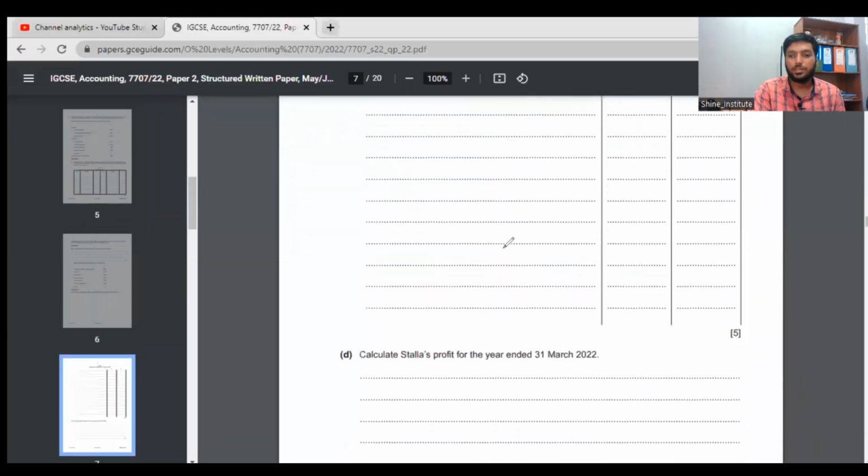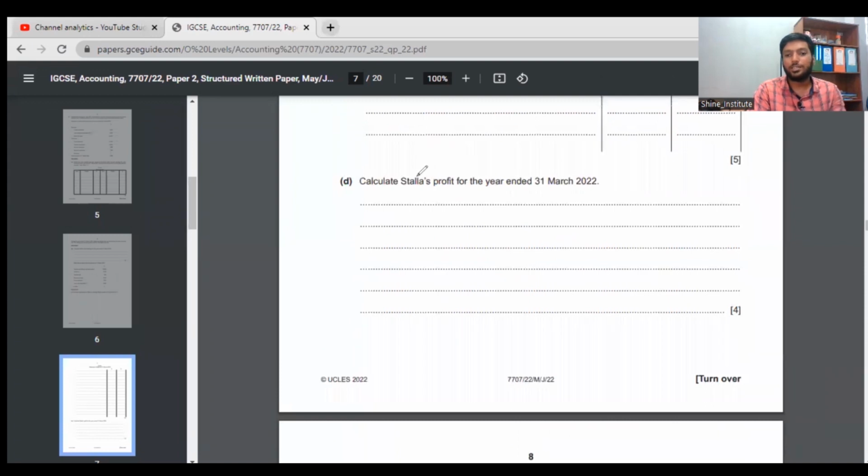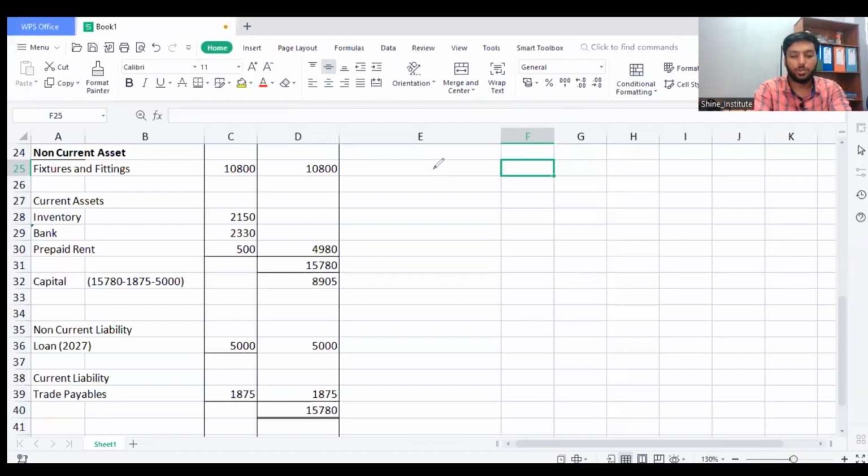We'll move on to the next part of the sum, which is the fourth question. So we have Stella's statement of affairs done. Calculate Stella's profit for the year ended 31st March 2022. You should always follow the formula. So let me write the formula to do this. This is question number D we're going to do. There's a formula when you are calculating profit. You take your closing capital, deduct your additional capital, add your drawings, and then you will find the profit. So let me see what balances they have given in this. Let me write here closing capital. How much was our closing capital? We found it.